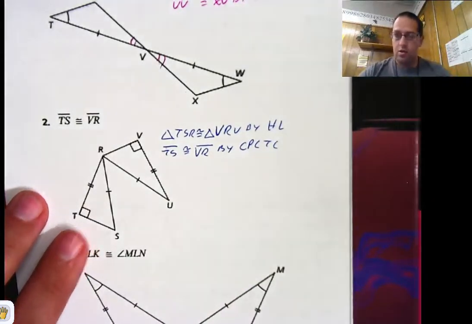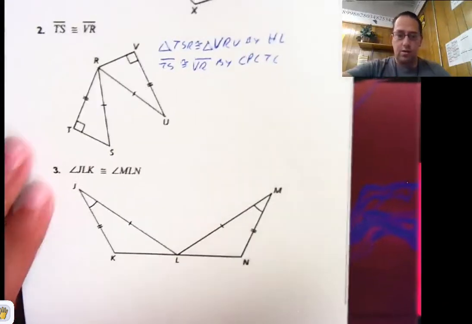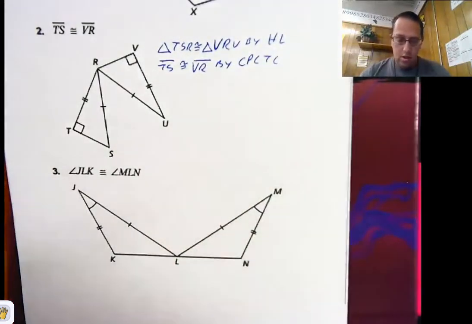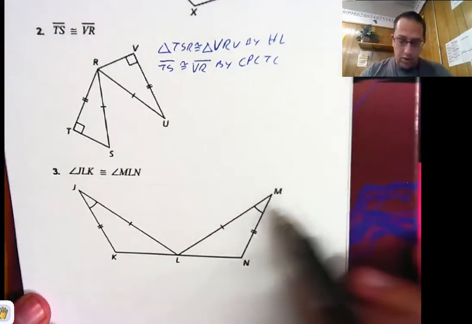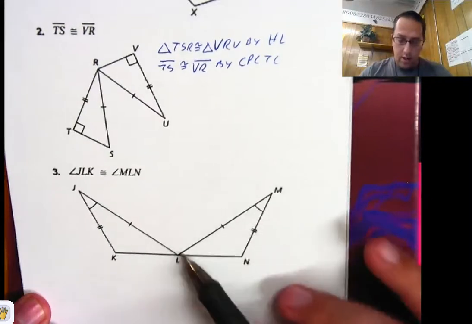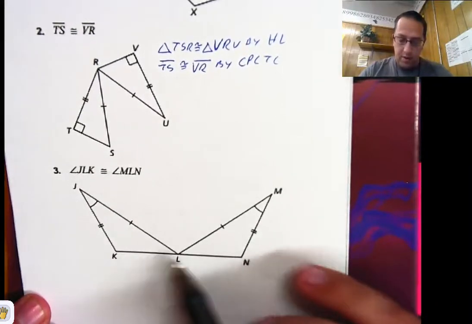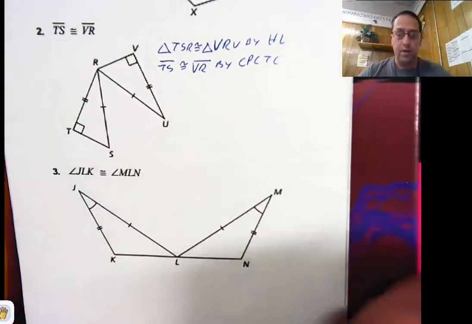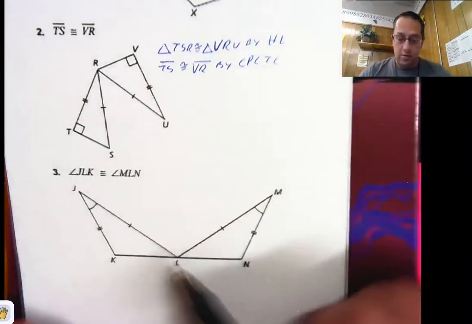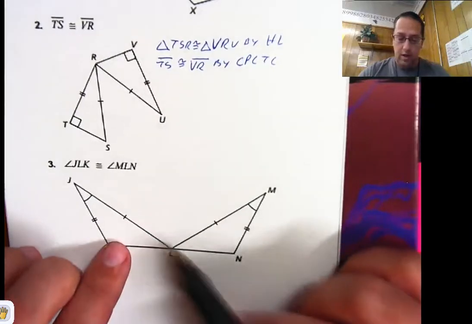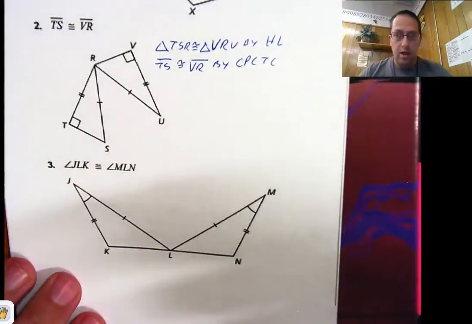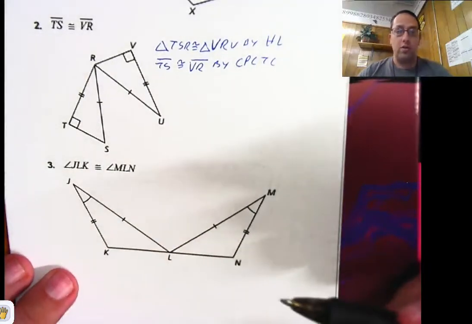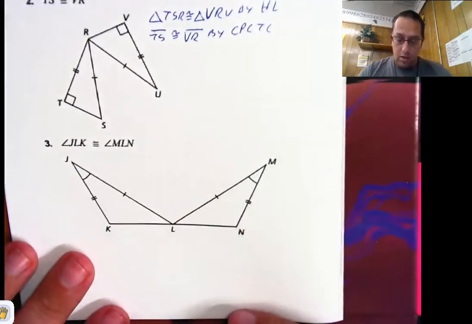Alright. So far, not too bad. Let's take a look at number 3. Alright, number 3. We need to prove that angle JLK, this one, is congruent to angle MLN. So we want to prove that these two angles are congruent. They are not vertical angles because we don't have a straight line here, right? So these are not vertical angles, so we can't do that. We're going to have to show that these two triangles are congruent like we did in the other ones. So let's see, what do we have?